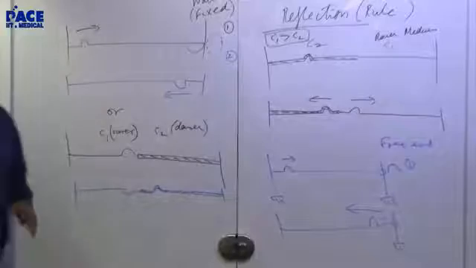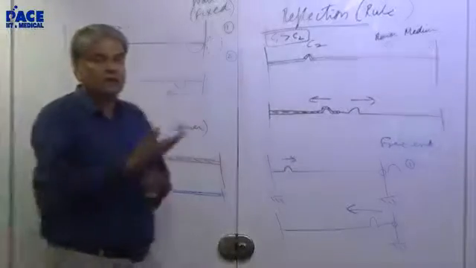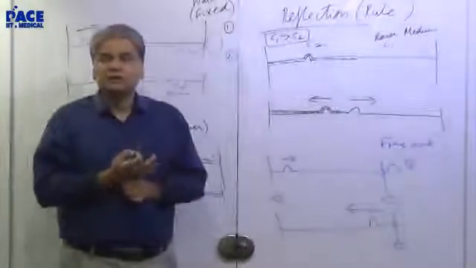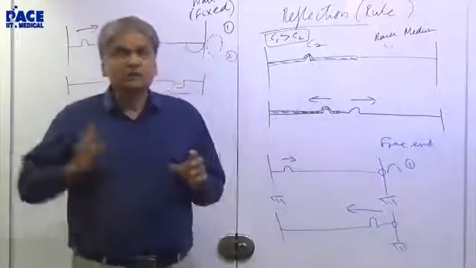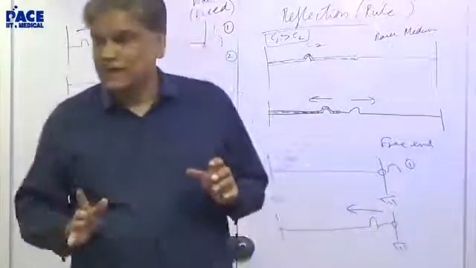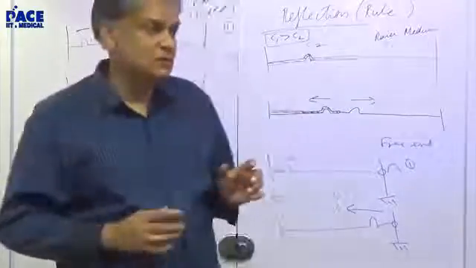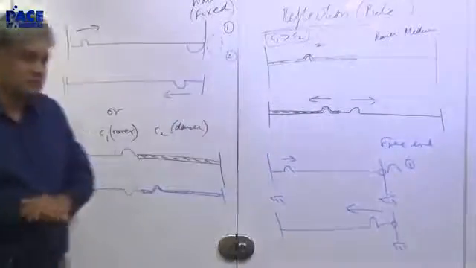So when a wave reflects from a fixed end or from a denser medium, it undergoes a phase change of pi. That's all. Why it happens, I'll explain later. So don't ask why now, I am telling you what happens. Is it okay? Yes, sir.